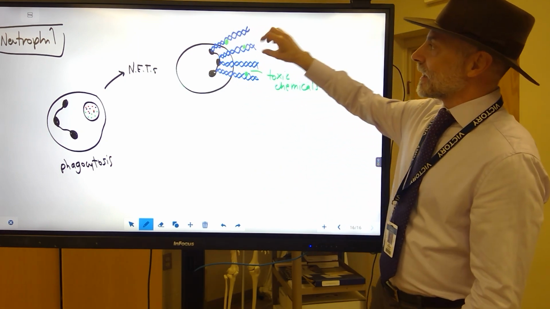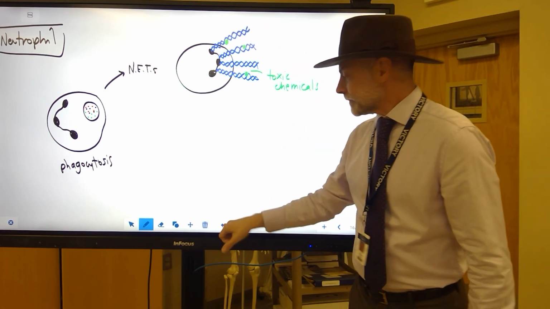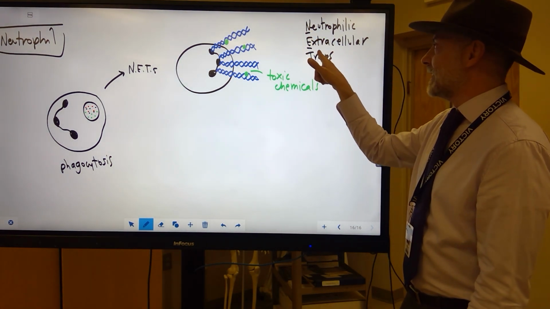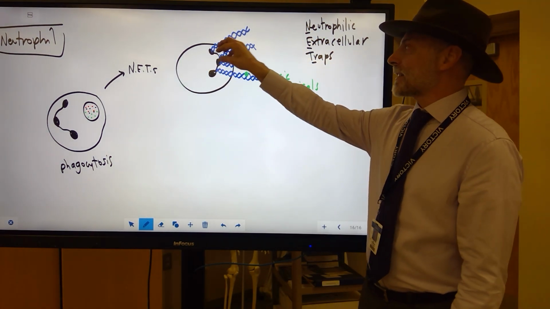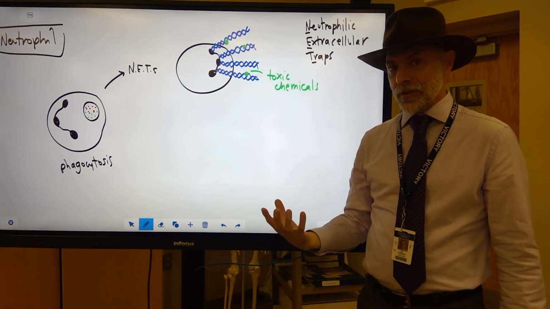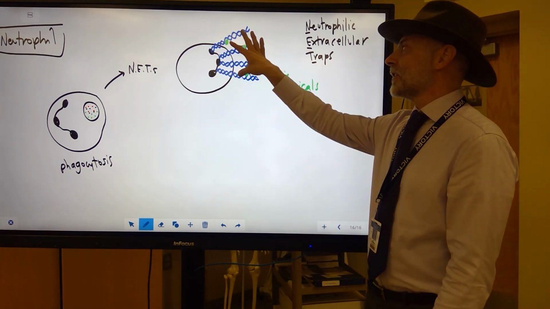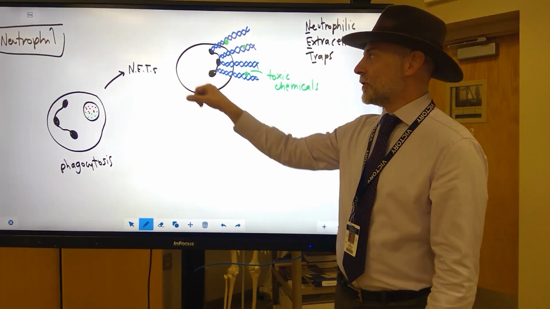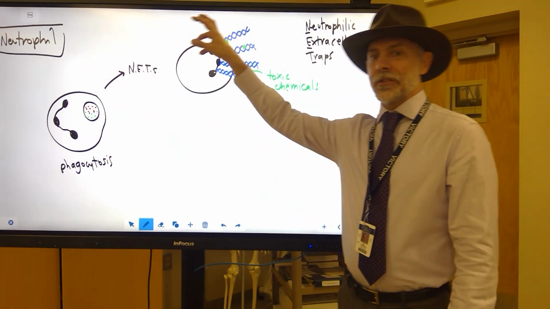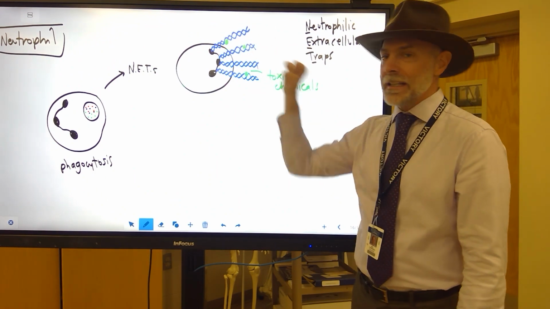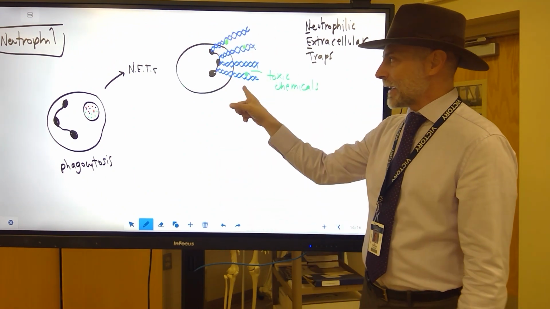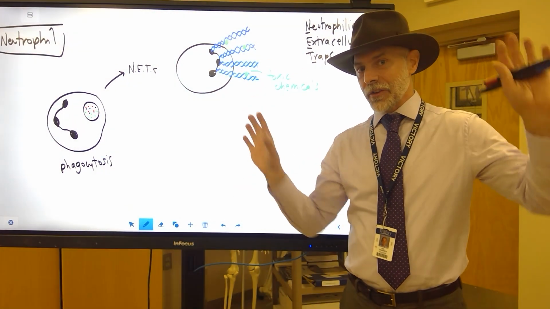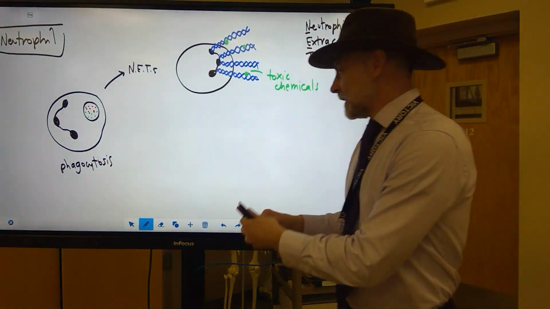What we call this little extension that comes out of the cell is a neutrophilic extracellular trap, NET. It's a net. When bacteria get stuck in it, it kills them. But this little net is also dangerous to your own cells. And what will happen is once the neutrophil dies, macrophages are going to have to come over and eat and remove these. So super dangerous. This structure will kind of kill the neutrophil. It'll also kill the cells around it.